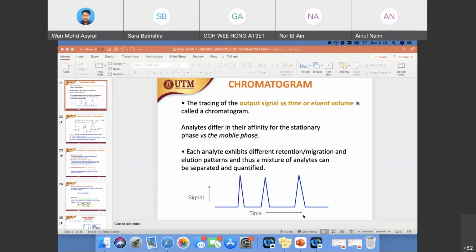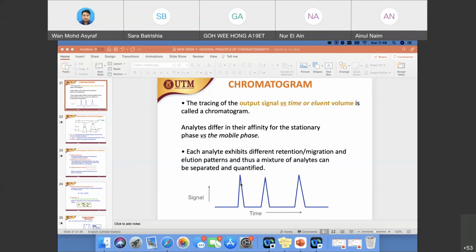Based on that, each analyte will exhibit different retention or migration and elution patterns, and a mixture of analytes can be separated and quantified. So when you have a different kind of interaction, this is the separation actually. Initially you have a mixture of A, B, and C. But when you do chromatography and get this chromatogram, you know that A, B, C have been separated. But how do we know that A, B, C have been well separated?